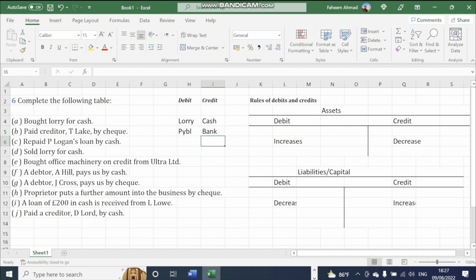So next is repaid P. Logan's loan by cash. So cash is an asset, decreases credit. So cash credit. Okay. And what is to be debited? Loan. Loan is a liability, decreases debit.